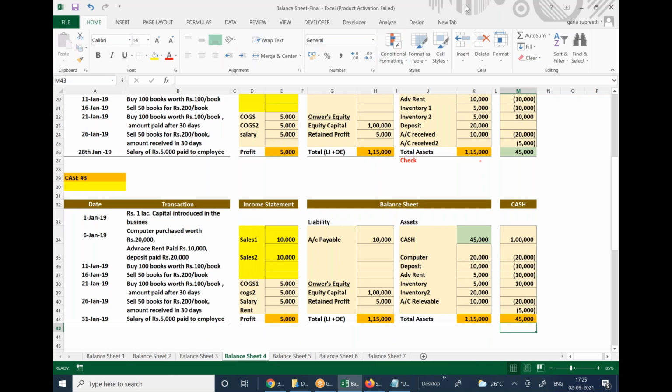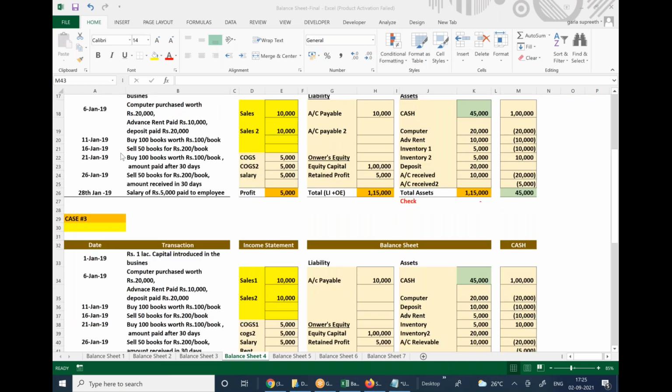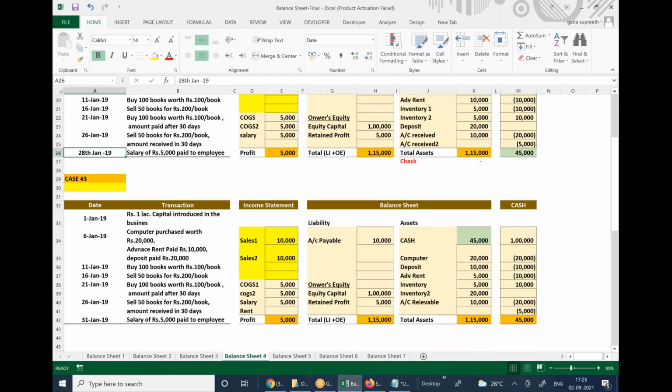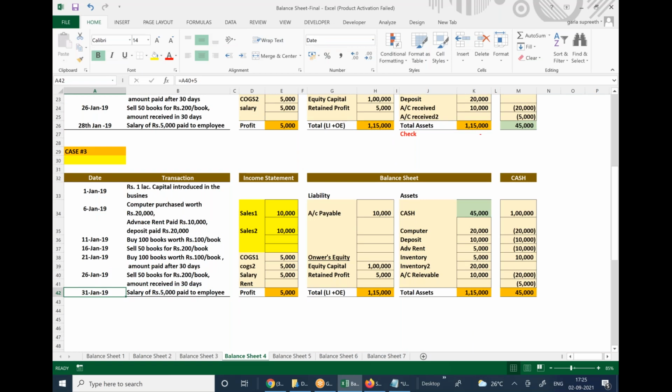It's the same as the previous problem, but there is a last case study. We went up to 28th January, but this case study has up to 31st January. Okay, the only difference is the date. The only difference is the date.